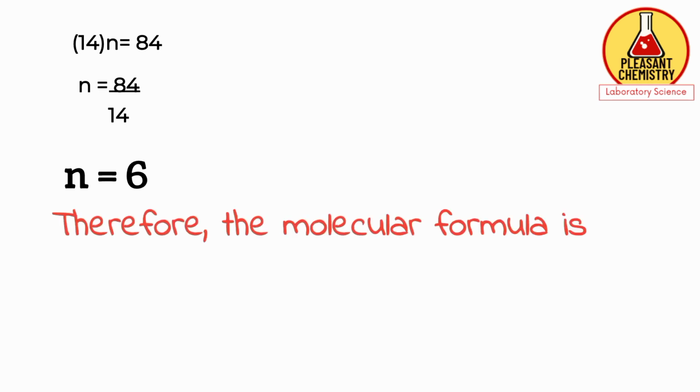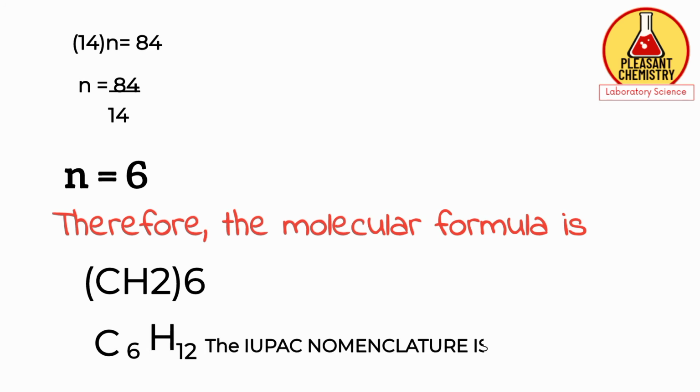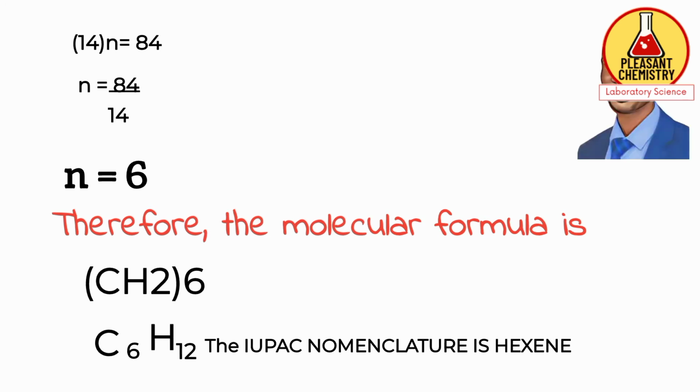Therefore the molecular formula is, we go back to our equation, (CH2)6, that n is now 6. Then we use that 6 to open the bracket. So when we open the bracket, we are going to have C6, then 6 times 2 is 12, H12. Then the IUPAC nomenclature is hexene. If the question is asking further that you should give the IUPAC nomenclature, it is hexene, since the carbon is 6 and the hydrogen is 12.